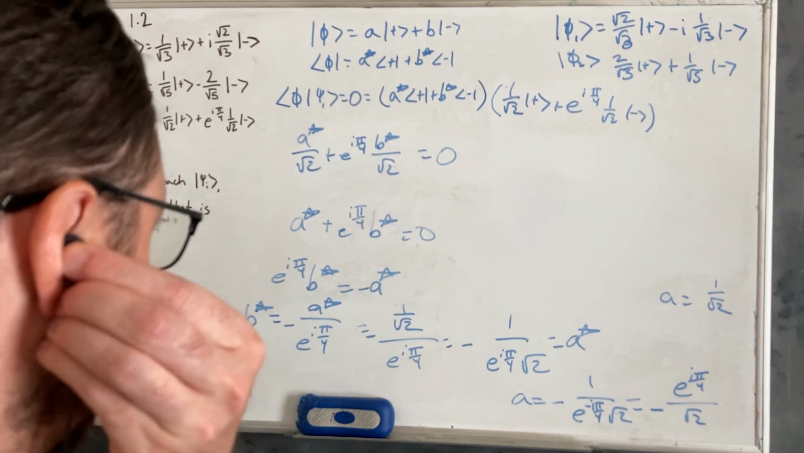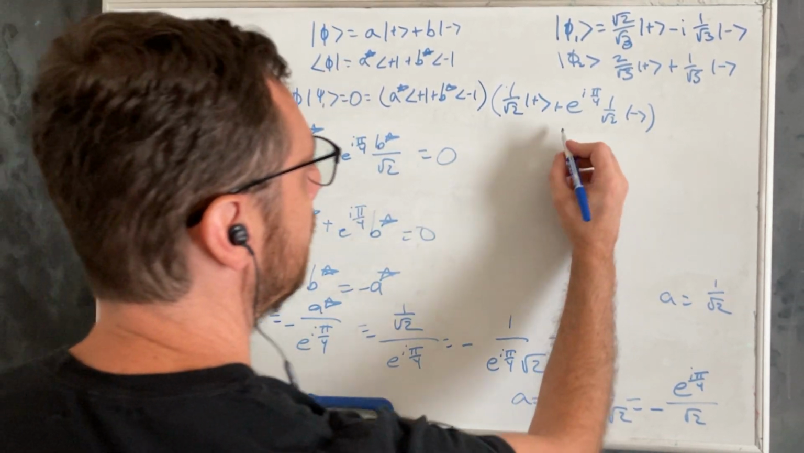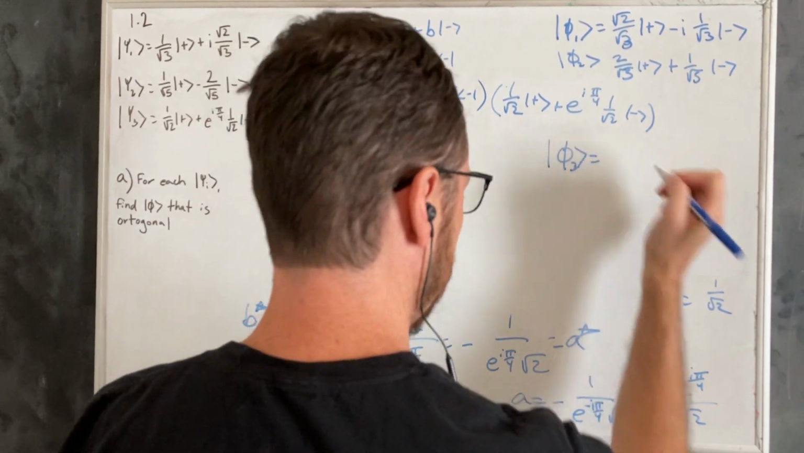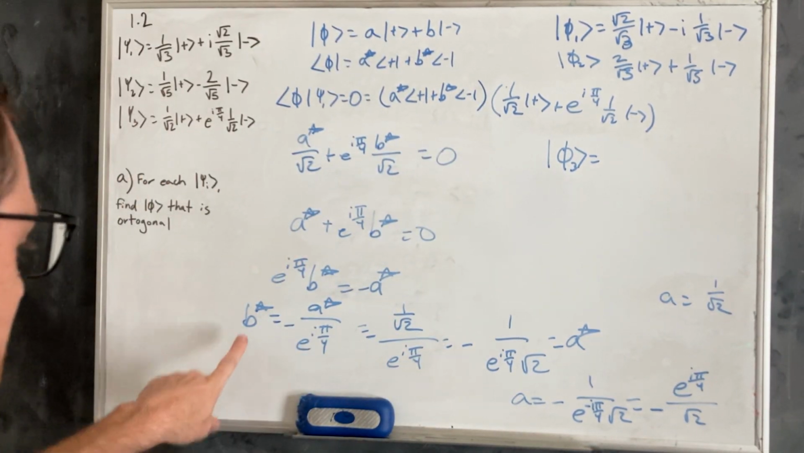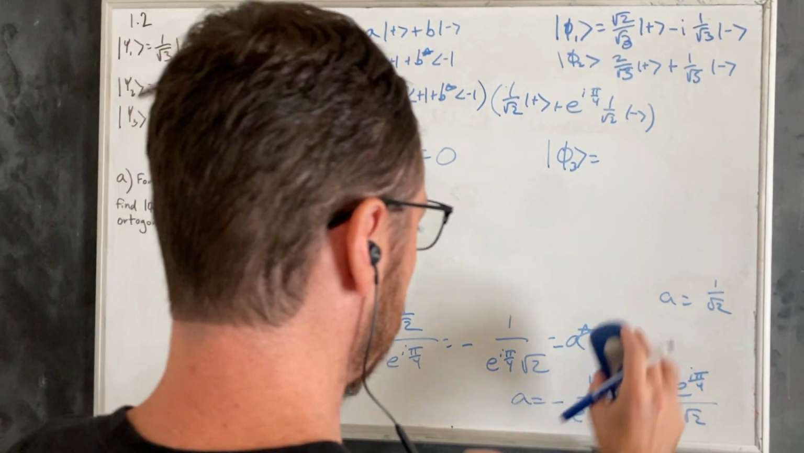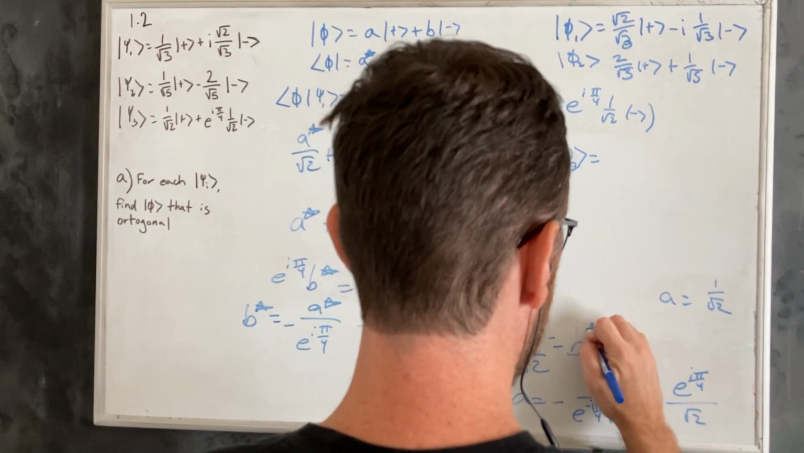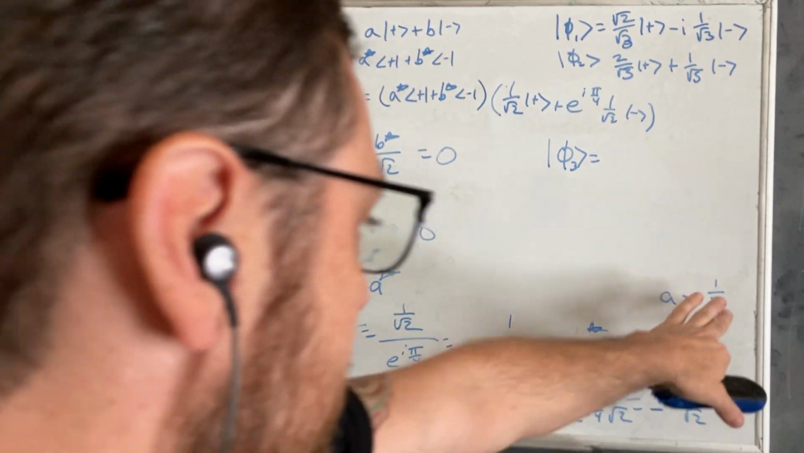All right, and yeah, that looks good. So then our third state would be, oh, where did I go wrong here? I said a star, this should have been b star. This should be b star, which means this is b. Sorry about that. Okay, so yeah, this is our b term, that's our a term.